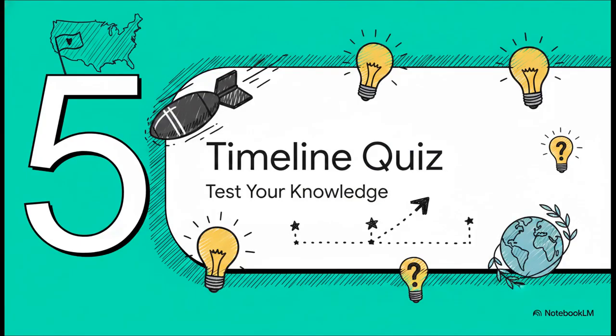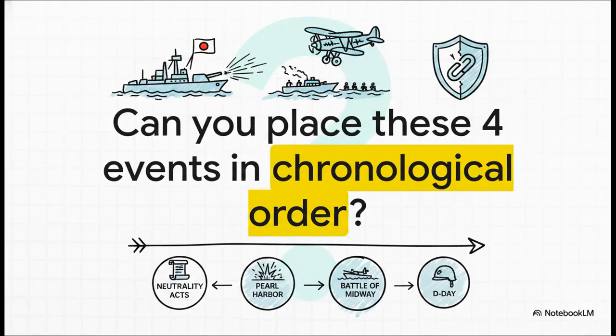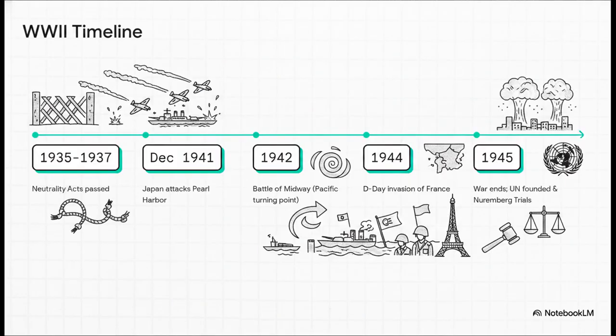Section 5, Timeline and Events Practice Quiz. All right, it is time to put all this information to the test. Let's make sure these critical historical milestones are locked into your memory. Here is your mental check. Look at these 4 massive events: D-Day, Pearl Harbor, the Neutrality Acts, and the Battle of Midway. Take a second. Can you place these in chronological order in your head? Let's see how you did.